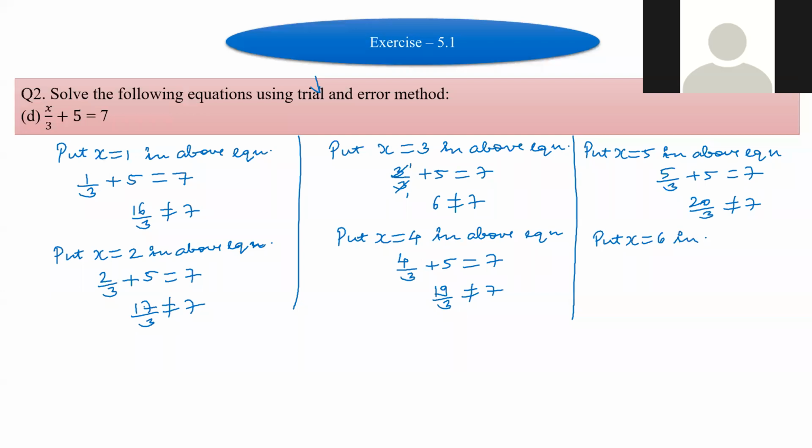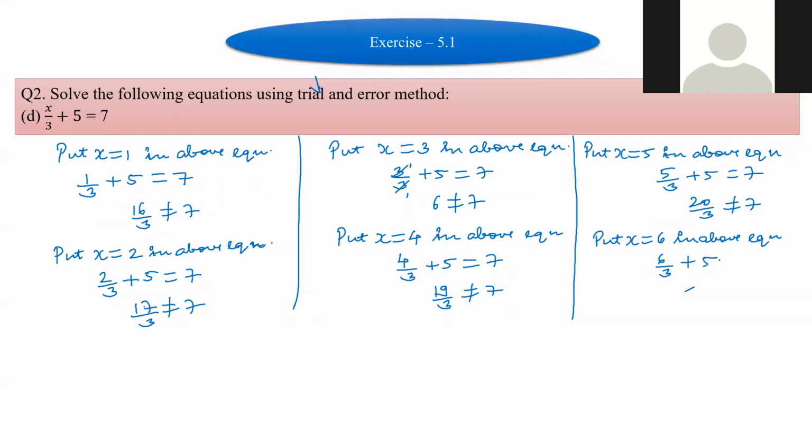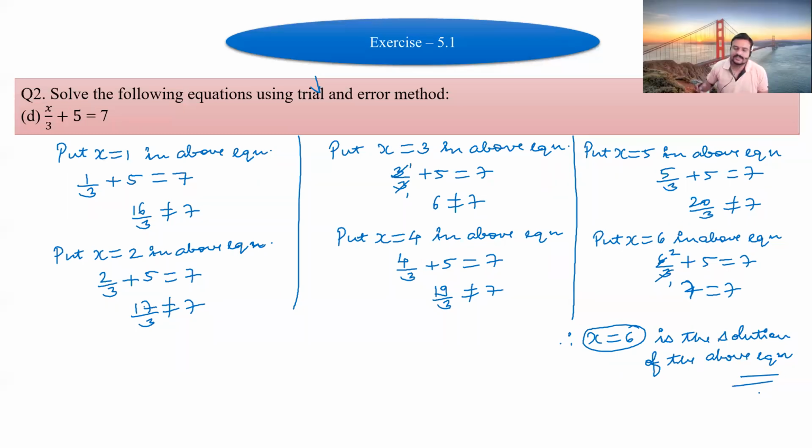Put x is equal to 6 in the above equation. Then we will write 6 upon 3 plus 5 is equal to 7. So 3 twos are 6, 2 plus 5 is 7, which is equal to 7. Therefore, x is equal to 6 is the solution of the above equation. Okay, correct.